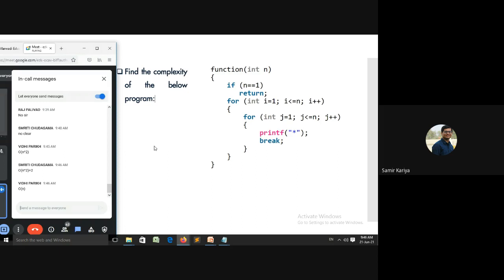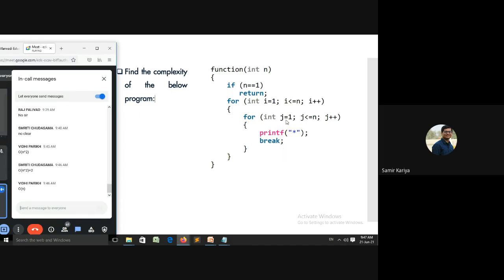Yes, the answer is order of n. Why? Because of the break statement. All of you observe here. The outer for loop, that's fine. It will execute for integer i equal to 1 to n. That's correct. But the inner for loop executes only one time every time because of the break statement.